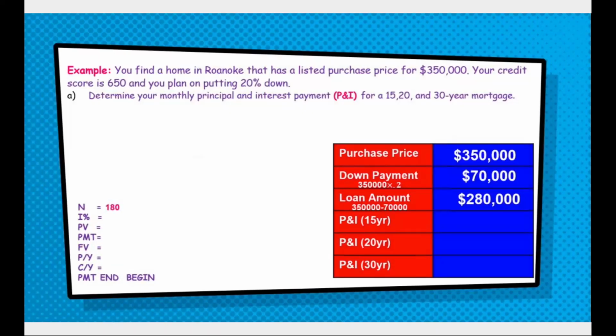So let's look at, I think that this is for the 15 year. So for the 15 year, I'm making 180 payments. That's what my N is. It's the total amount of payments I'm making.